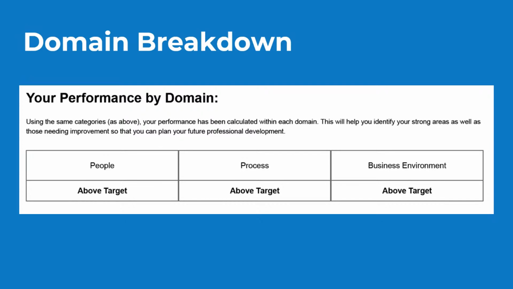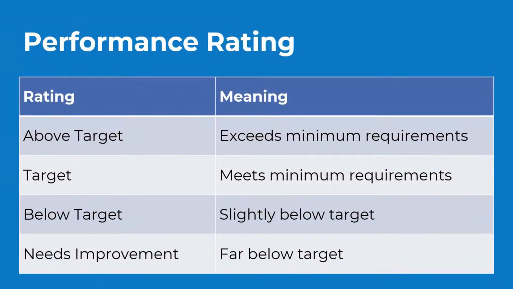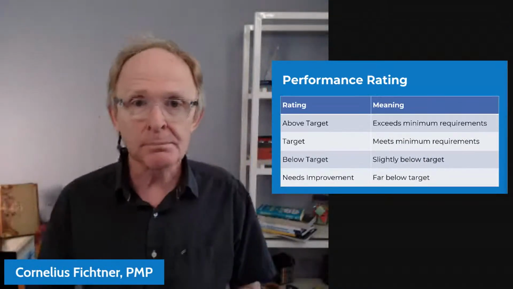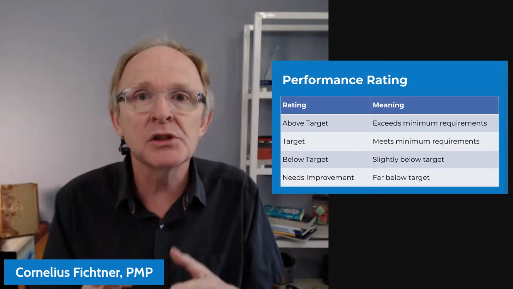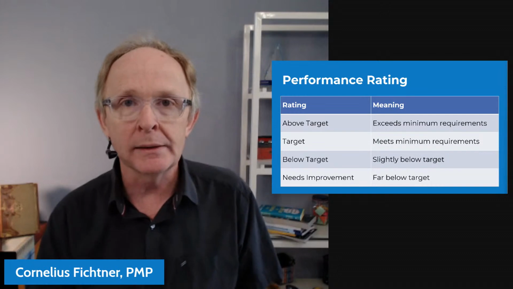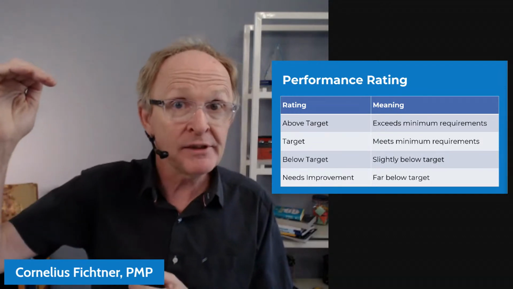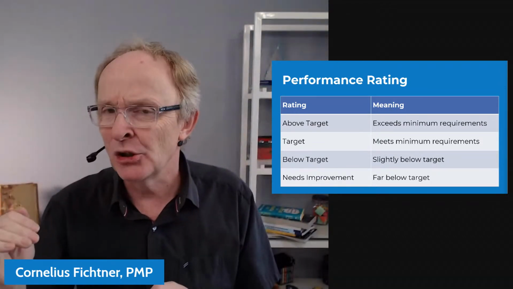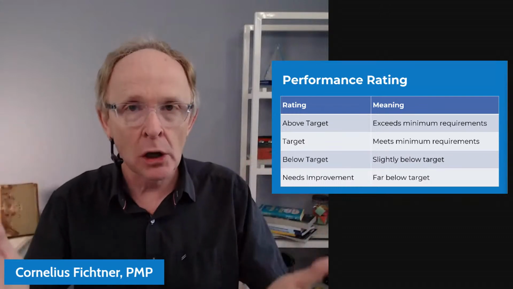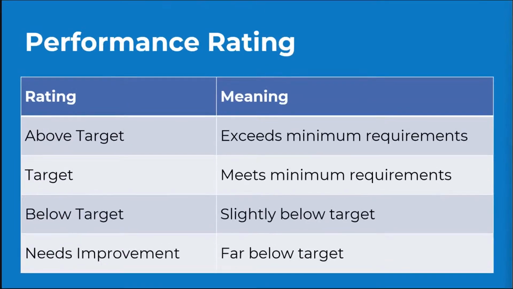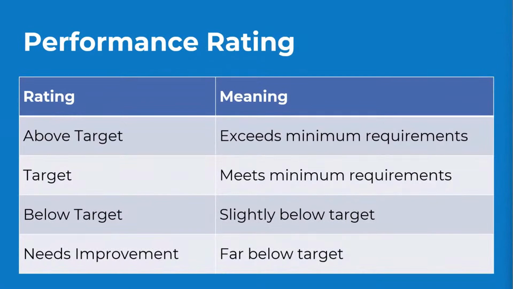Okay, so what do these mean? Here we go. There are 4 performance ratings. Above target means you are exceeding the minimum requirements. Target means you're just meeting the minimum requirements. And by just meeting, this isn't bad. This is target. This is what you want to have, right? Anything above that, gravy. Anything below that, not good. You want to be on target. That's what you are aiming for. That's what you are shooting for in the PMP exam.